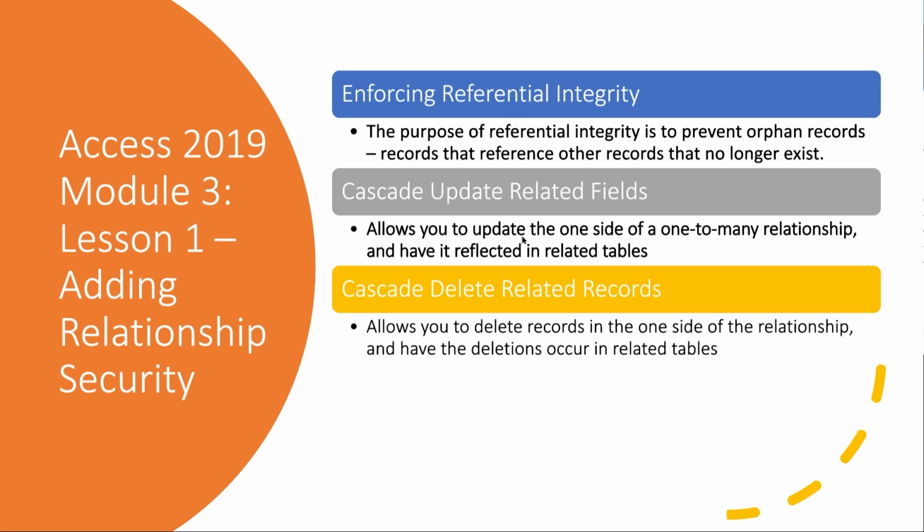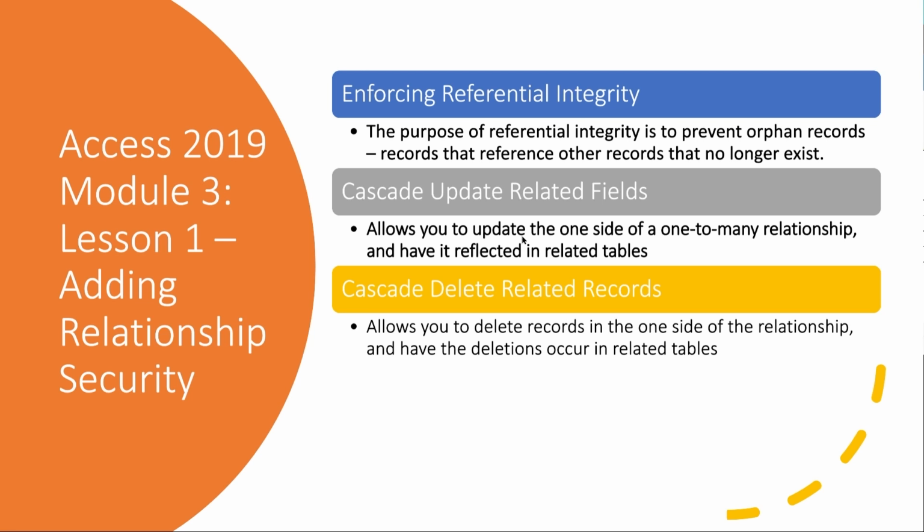So once you enable that, you get the choice to cascade update related fields. If you make a change in the one-side table, to a field or something, in the one side of the one-to-many relationship, it will be reflected in related tables. You wouldn't want to update something in one table and not have that update flow to related fields in other tables. You can just get a mixed bag of records if you allow that to happen.